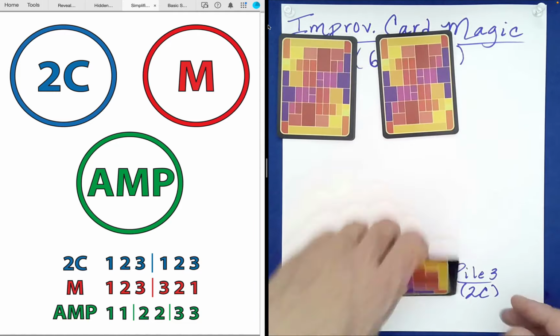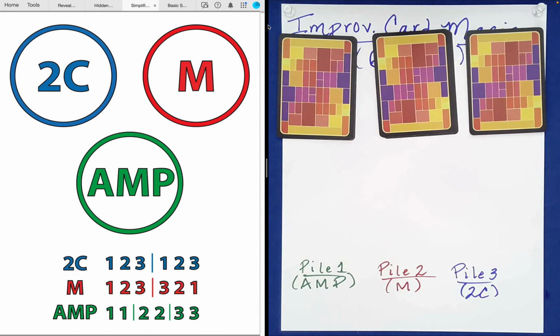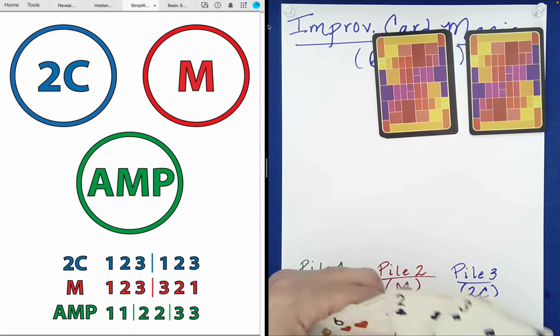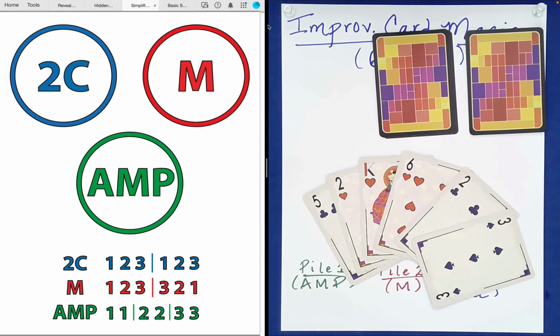Okay. And so what we're going to do is do a little bit of practicing looking for either interesting 2-cycle structures, mirrored structures, or AMP structures. Okay, so let's go ahead and look at the first one. Okay, here we go. I want to remind you of something that I mentioned in the first video.